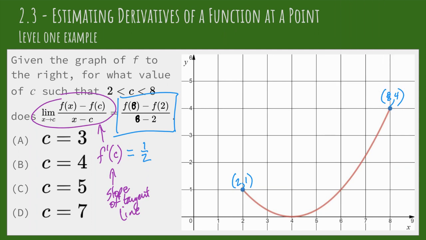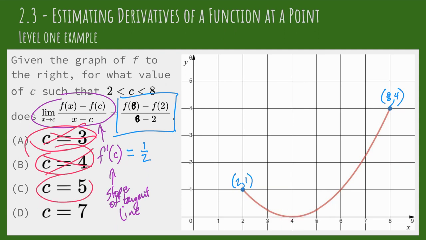Taking these points one at a time, if C were equal to 3, the tangent line is going to look something like this, and it's pretty clear that the slope of that line is not 1/2, because 1/2 is positive and we're getting a negative slope there. I don't know what the slope is, but I know it's not positive, so we can eliminate that option. At C equals 4, we're at the minimum value of the function, and what we end up with is a horizontal tangent. The slope of that horizontal line is 0, so that's also not going to equal 1/2.